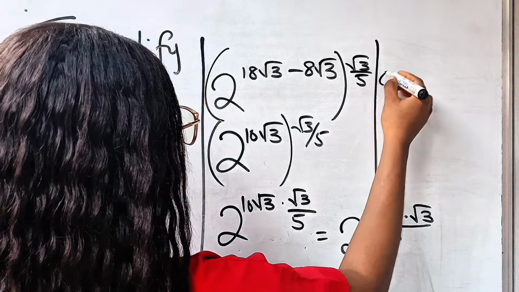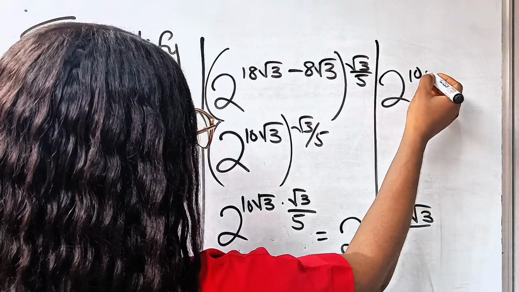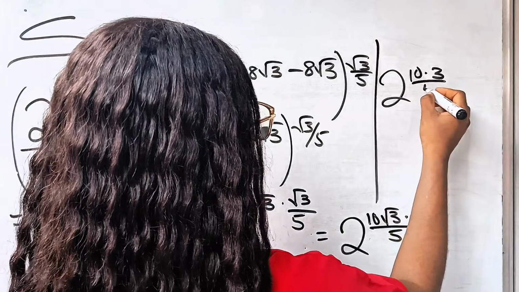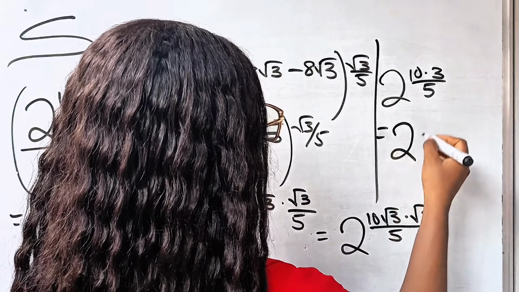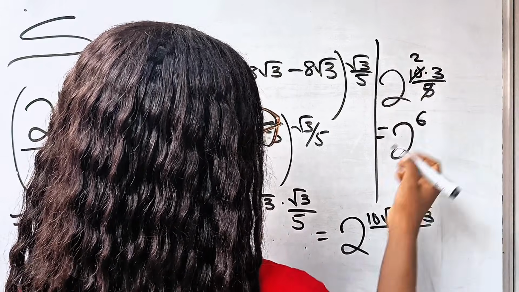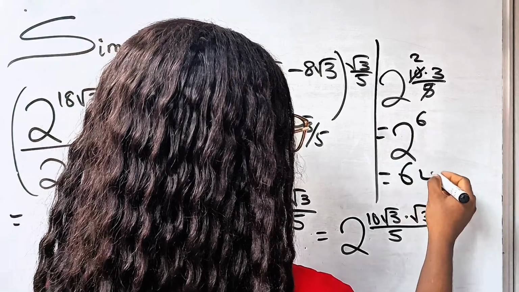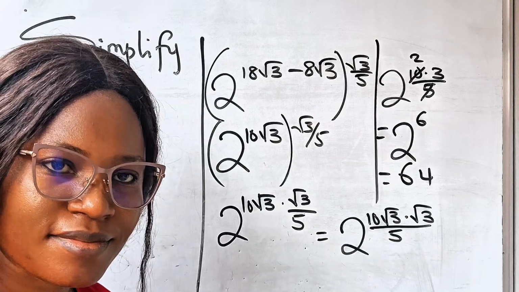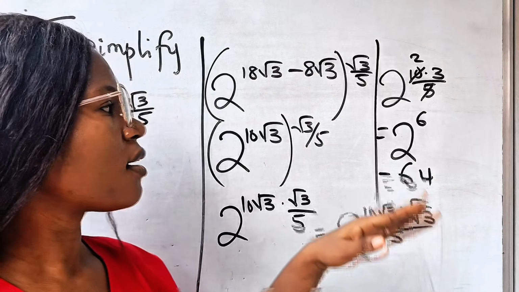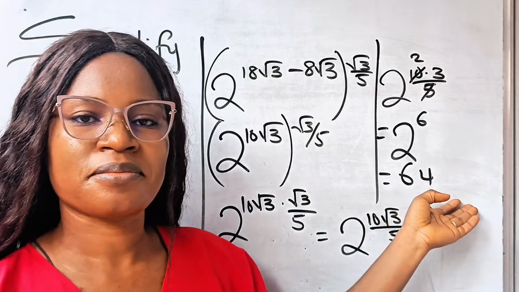So we can write this as 2 to the power of 10 root 3 times root 3, and root 3 times root 3 is 3. So it now becomes 10 multiplied by 3 divided by 5. So we have 2 to the power of 5 into 10 is 2, 2 times 3 is 6. So this is 2 to the power of 6, which is 64. And that is our answer. You can see how this big thing actually got compressed to 64.